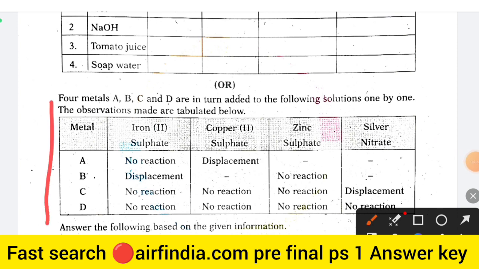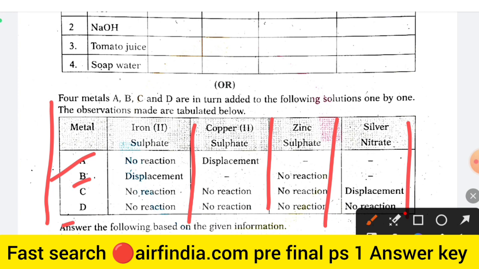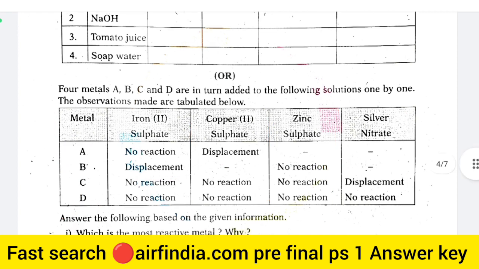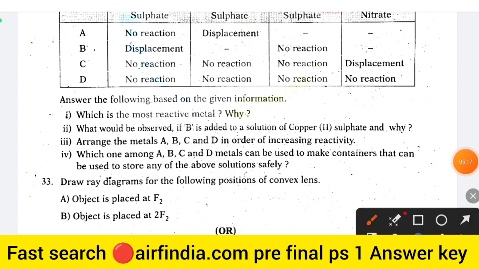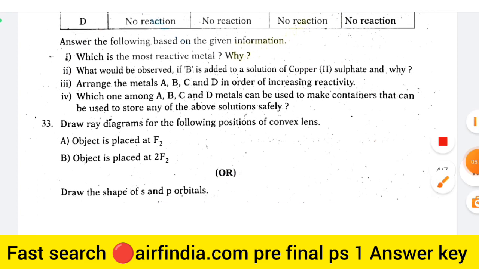Here is a table where metals A, B, C, D are in turn added to the following solutions one by one. The observations made are tabulated below: iron sulfate, copper sulfate, zinc sulfate and silver nitrate. For metal A there is no reaction, B shows displacement, and zinc sulfate shows no reaction with metal C. So it is a metal reactivity question. Which is the most reactive metal and why? What would be observed if B is added to a solution of copper sulfate and why? The third and fourth questions are also there, and there is a last question.